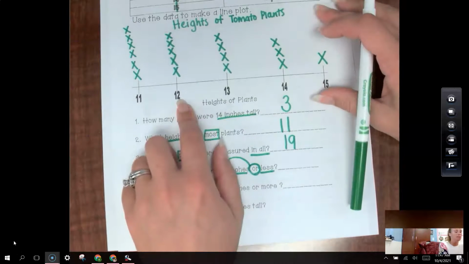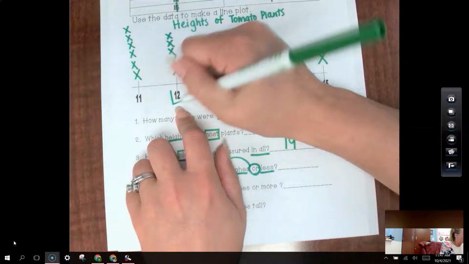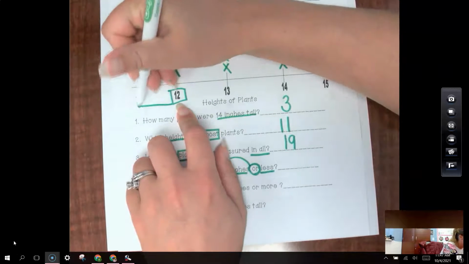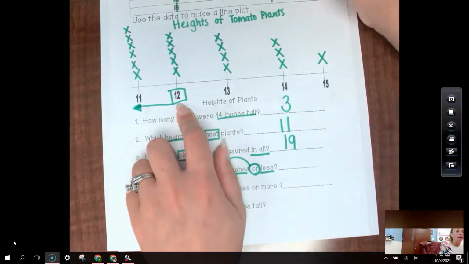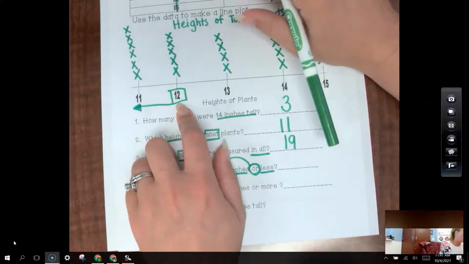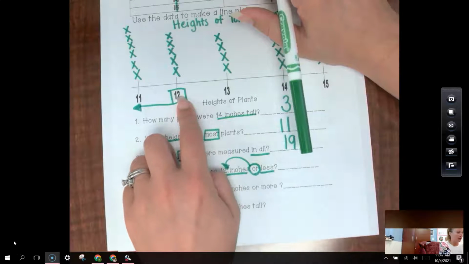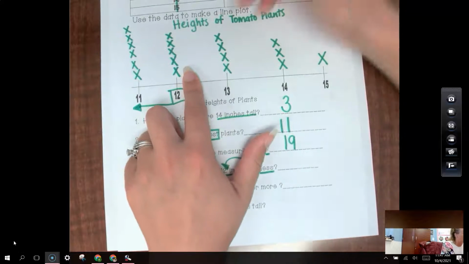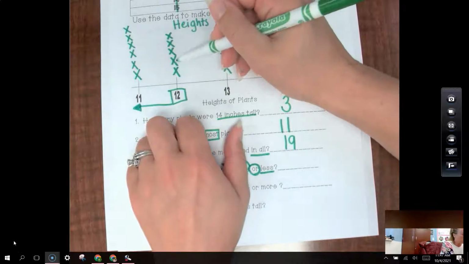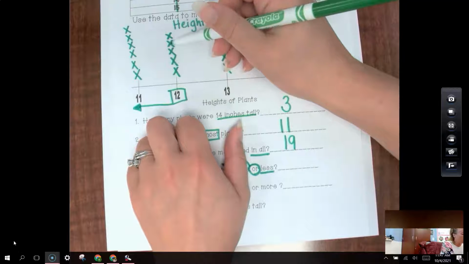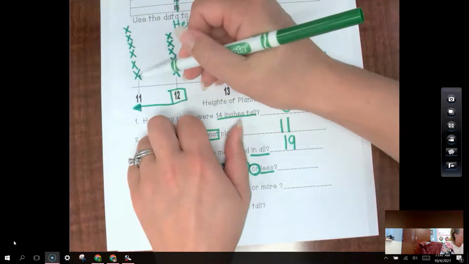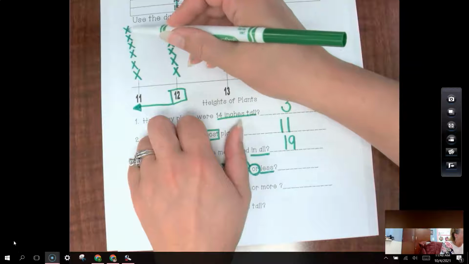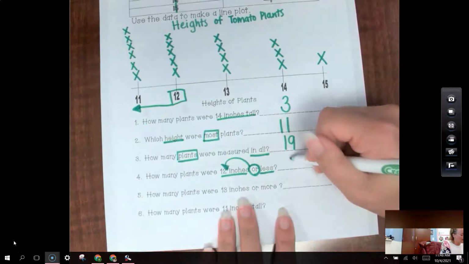I go up here. I find 12. Will you please box 12? And it says or less. That is all the numbers that are less than 12. So I will count all the plants 12 or less. Plants are X's, so I will count my X's. 1, 2, 3, 4, 5, 6, 7, 8, 9, 10, 11. The answer is 11.